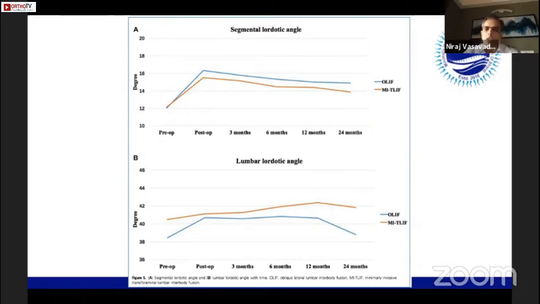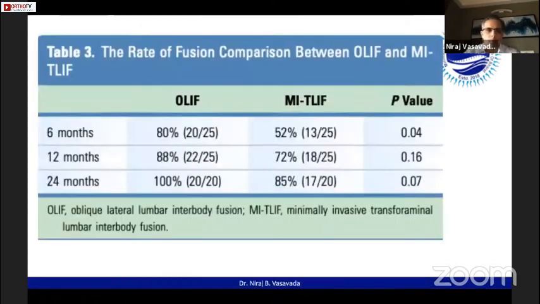Global lumbar lordosis was more or less not different between the two groups, because this study was not per se for deformity. It was mainly a segmental or two-level study, so the other discs might have degenerated and may have contributed to loss of lordosis in both groups of patients.